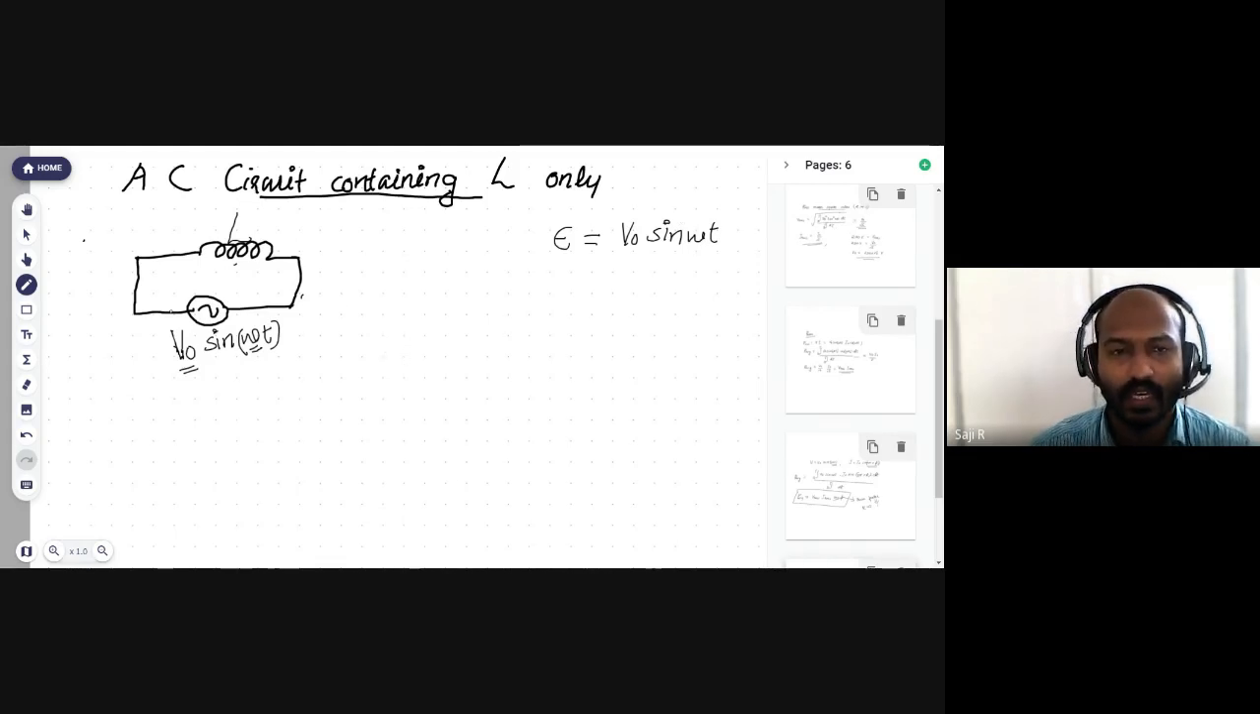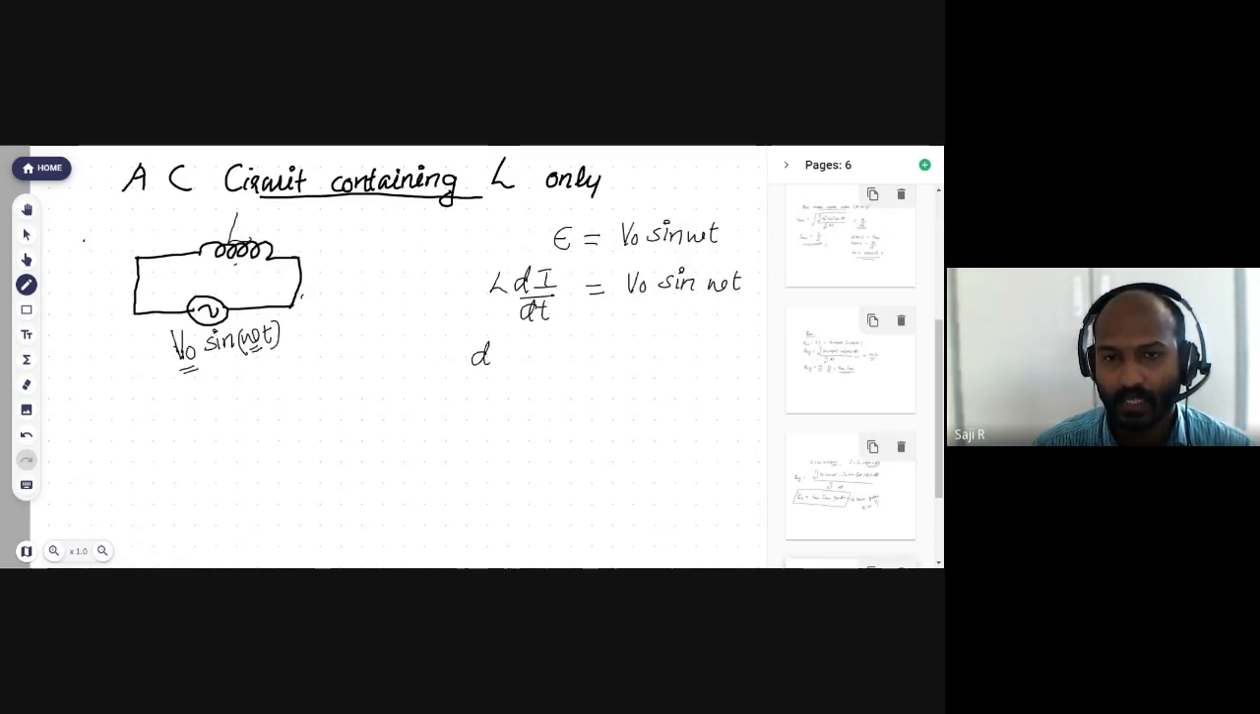Actually, we are just applying Kirchhoff's laws here. So we consider a closed loop, and then we apply Kirchhoff's mesh rule. When we apply the mesh rule, we get E is equal to, where this E is the induced EMF. What was the equation for the induced EMF in an inductor that we studied in the last chapter? L into di by dt is the equation for the induced EMF. So L into di by dt can be written as V0 sine omega t.